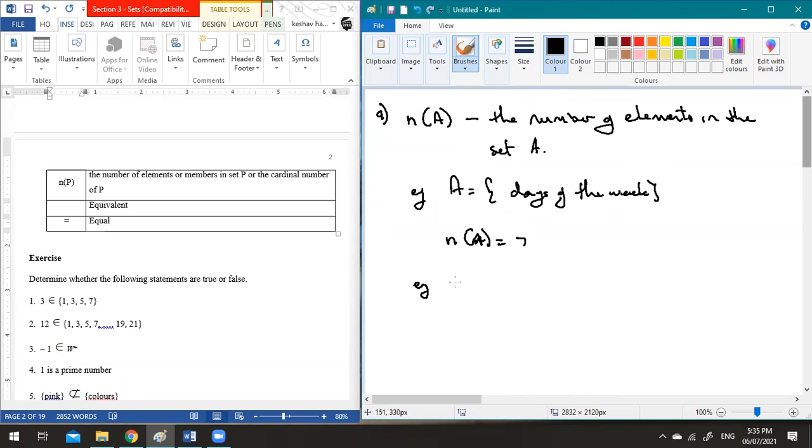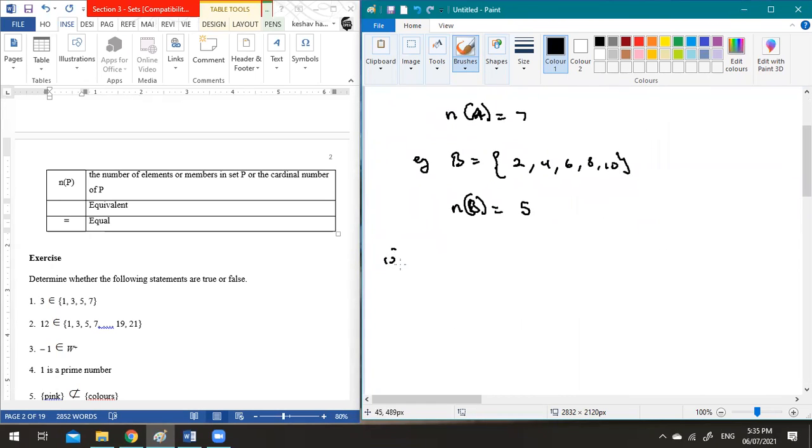Another example, if we have the set B, and it's 2, 4, 6, 8, 10, the number of elements in B would be 1, 2, 3, 4, 5. So it's how many elements are there, right?